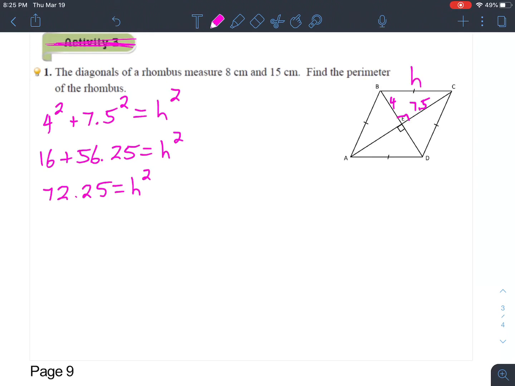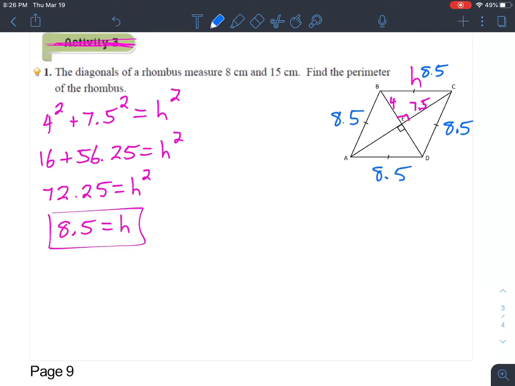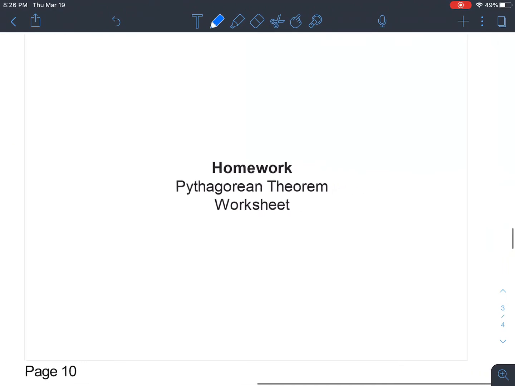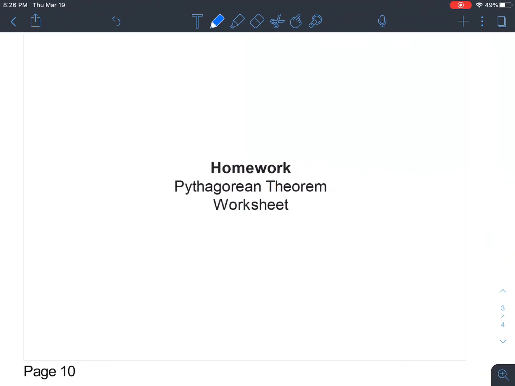Oh, excuse me, I didn't do the correct square root. That actually works out really nice. It turns out that is 8.5. So if we have 8.5 for the hypotenuse, that means that all of these sides in the rhombus are 8.5. And we just need to multiply by 4, and that gets us the full perimeter. And that is going to get us then 34 centimeters for the perimeter.